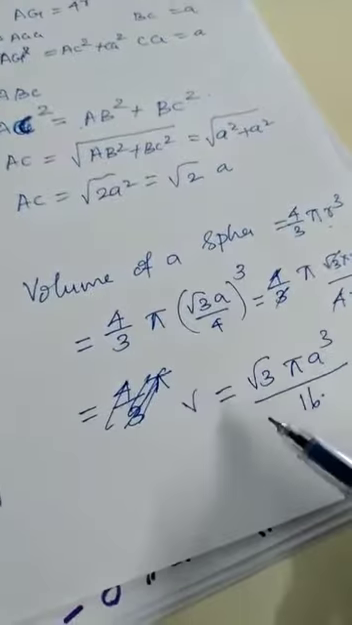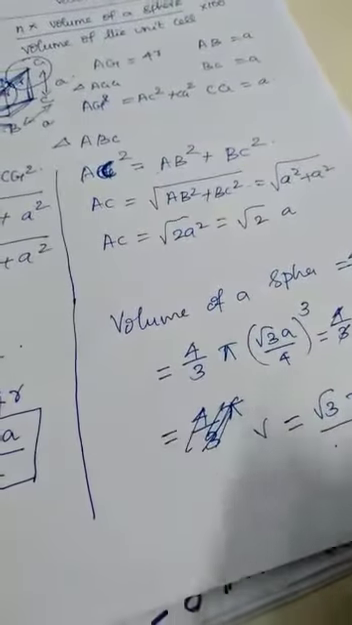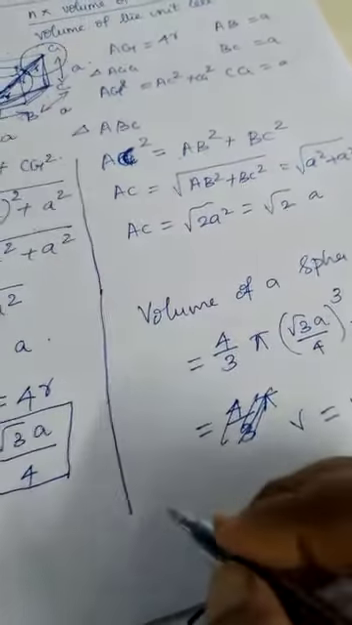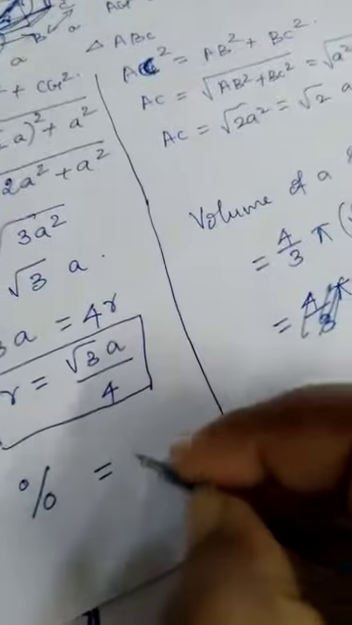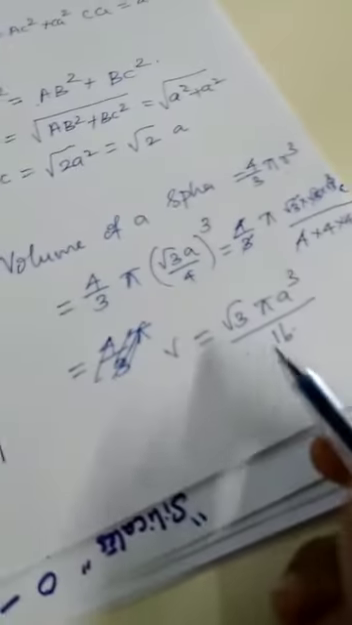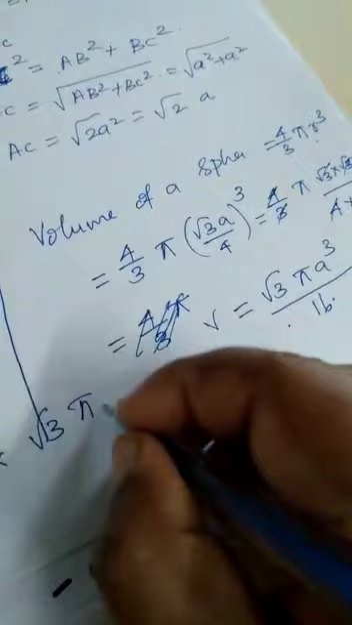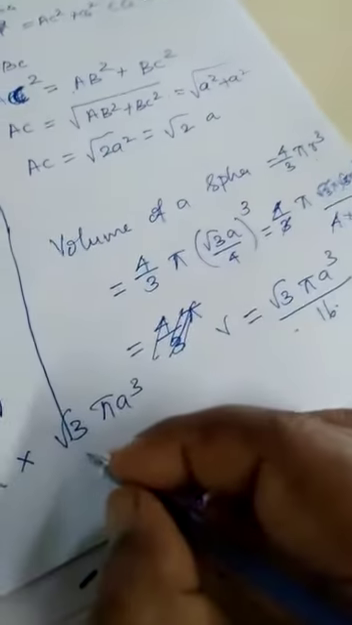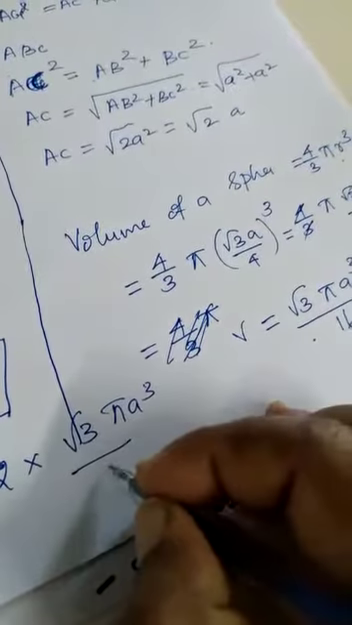Now we are going to substitute this into the formula for the percentage efficiency. So the percentage efficiency can be equal to the number of atoms. Number of atoms in BCC crystal is 2. 2 into the volume of a sphere occupied in BCC crystal, that is root 3 pi a cube divided by 16.